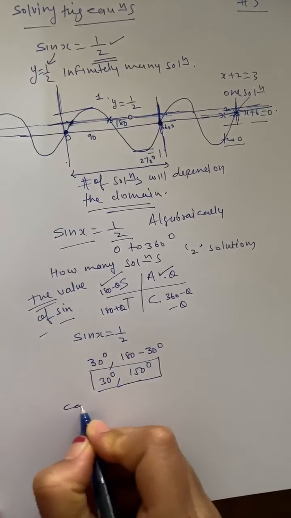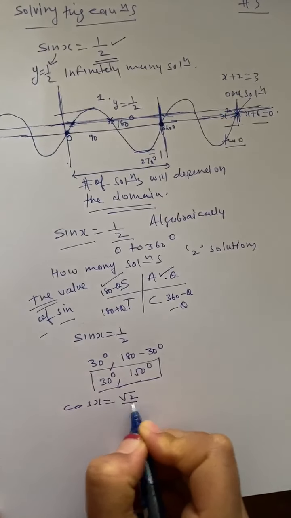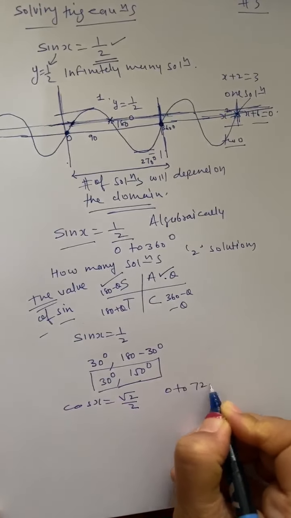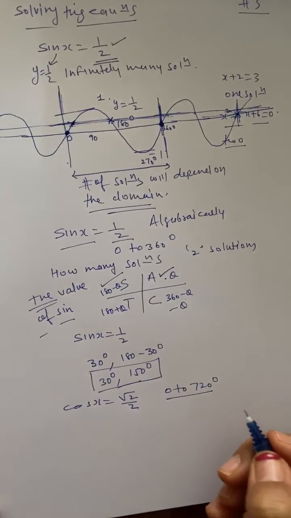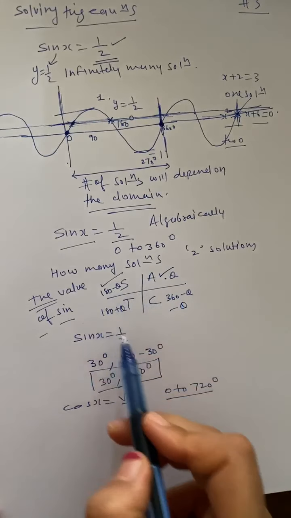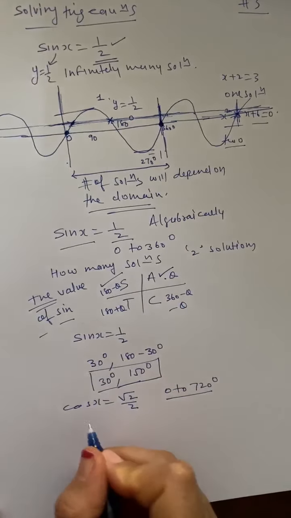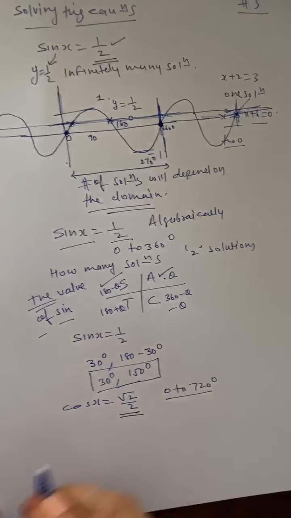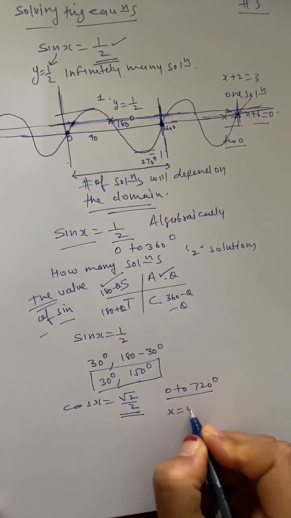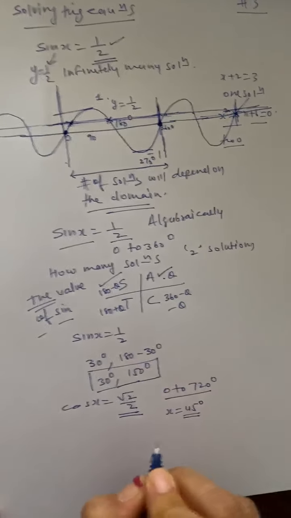Next I'm going to do cos x is equal to square root of 2 over 2, and then 0 to 720 degrees. 0 to 720 degrees means 2 complete revolutions here. Now here again, if you look at square root of 2 over 2, it is when x is 45 degrees, the acute angle, but that's not all.